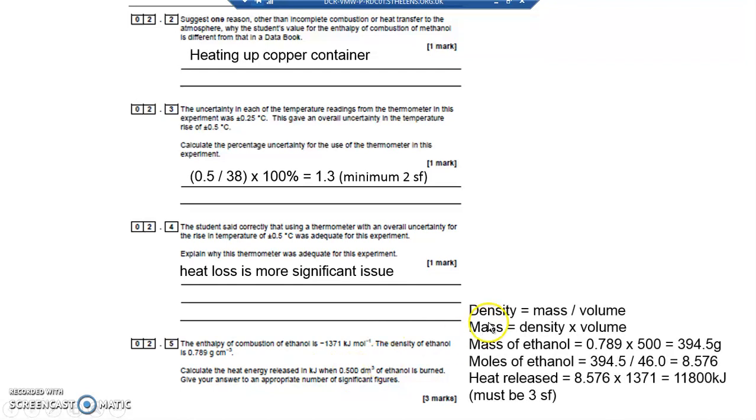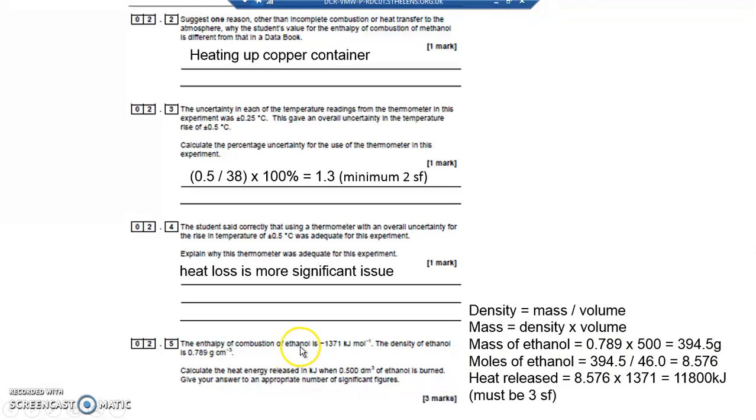So density is mass divided by volume, so mass is density multiplied by volume. The mass of the ethanol is 0.789 times the volume. Now, the density is in centimetres cubed, so we need to turn decimetres cubed into centimetres cubed. Going from a larger unit down to a smaller unit, like decimetre cubed down to centimetre cubed, you multiply by 1,000. So 0.5 multiplied by 1,000 is 500. So density multiplied by 500 centimetres cubed is 394.5 grams. That's the mass of ethanol.